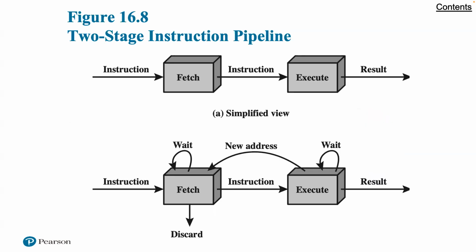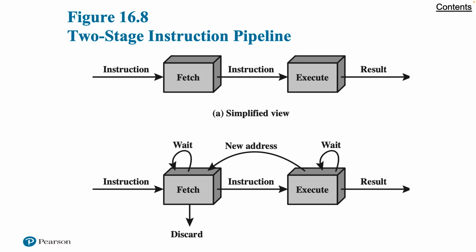As a simple approach, consider subdividing instruction processing into two stages: fetch instruction and execute instruction. There are times during the execution of an instruction when the main memory is not being accessed. This time could be used to fetch the next instruction in parallel with the execution of the current one. Figure 16.8a, on the top that we're showing in this figure, depicts this approach.